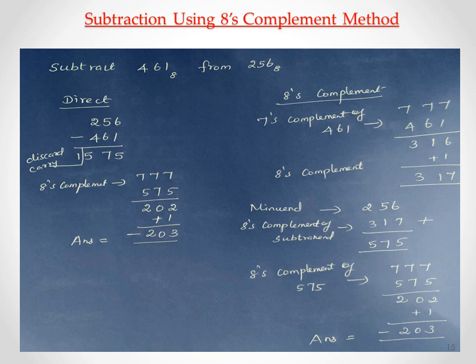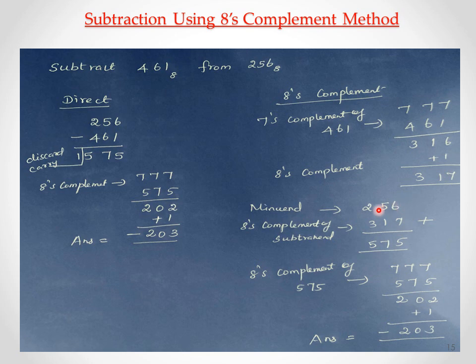This is the procedure to obtain with the direct method. Next, the same question we are going to perform with the 8's complement method. So for that, first I'm going to take 7's complement of subtrahend 461. So 777 minus 461. So 7 minus 1 is 6. 7 minus 6 is 1. 7 minus 4 is 3. This is 7's complement of 461. Now I'm going to add plus 1 to the LSB position. So the answer is 317. This is the 8's complement of subtrahend. Now I'm going to add 8's complement of subtrahend 317 with minuend.